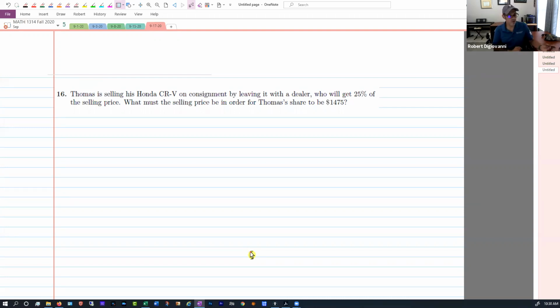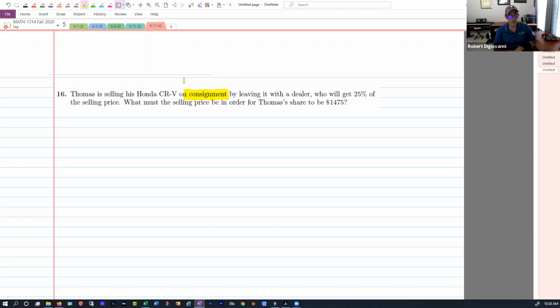So just in case you don't know what consignment is, it's basically you give something to someone else for them to sell it for you. And then once they sell it, they keep some of the money. So there's a charge for you not having to sell it, that someone else deals with. I don't know of anyone who does this, but apparently Thomas does. He takes his car to a dealership, says, hey, go sell this car for me. Y'all get to keep 25%, right?